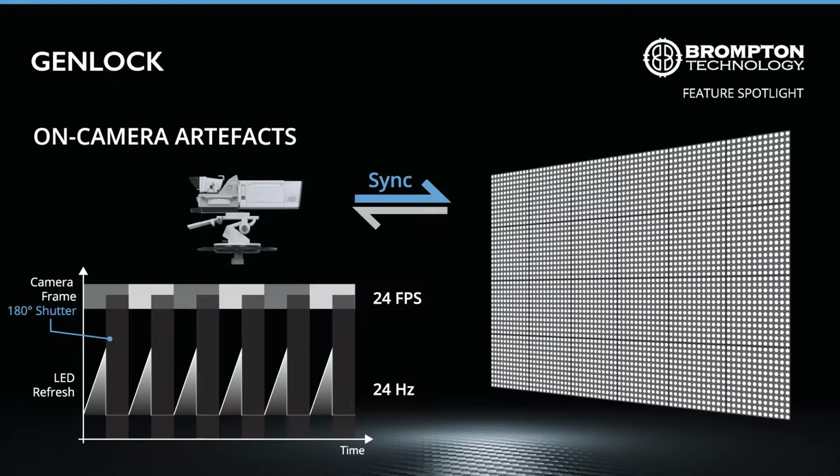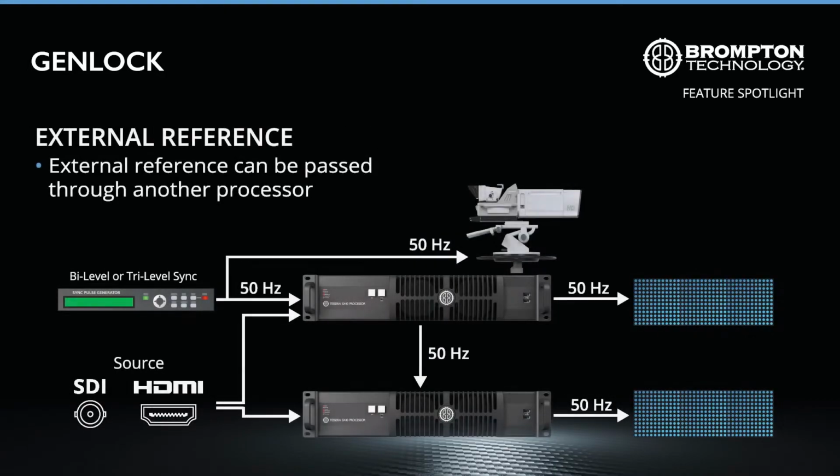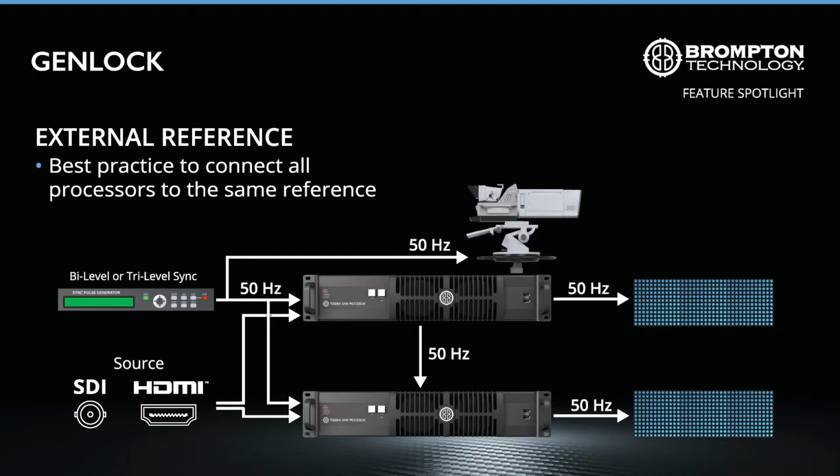Our processors can also use each other as external Genlock references, meaning a processor with an internal reference can be used to genlock other processors to its settings, or it can pass its reference setting from a generator to other processors. Locking multiple processors together allows for completely seamless operation across large LED screens. Note that in such cases, it is usually best practice to connect all processors to the same pulse sync generator.